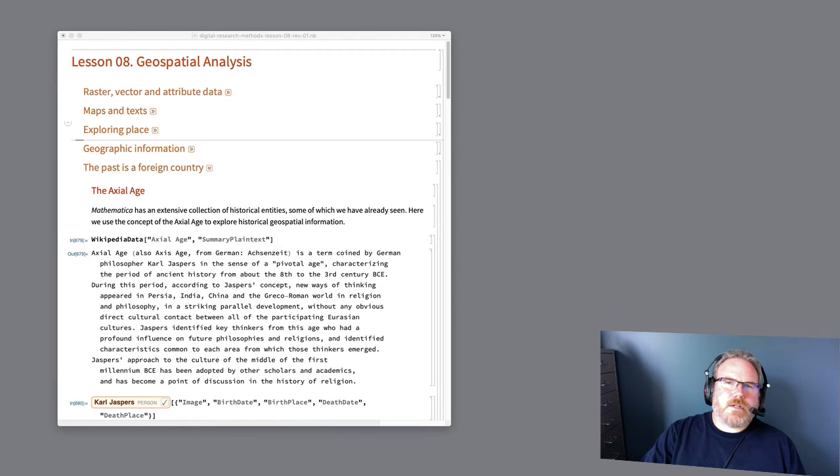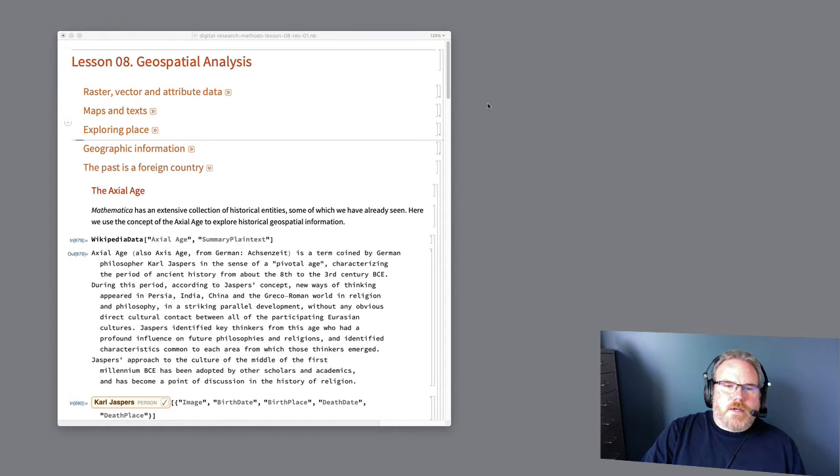In this last section of the lesson, we look at some of Mathematica's historical entities, and in particular some of the ones that have historical geospatial information. And in order to explore this idea, we use this concept of the axial age, which was a term coined by the German philosopher Karl Jaspers.